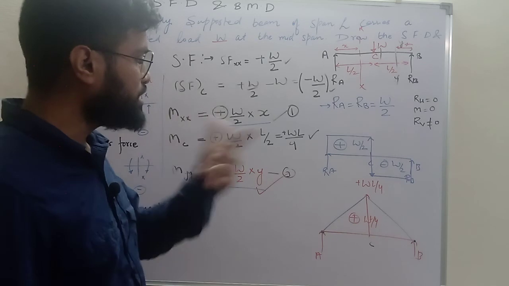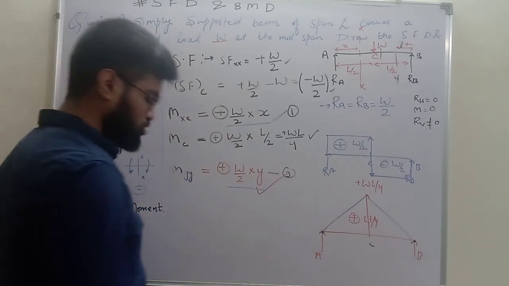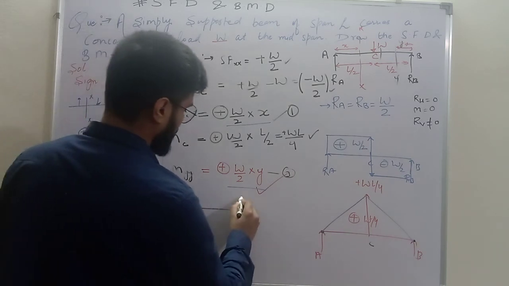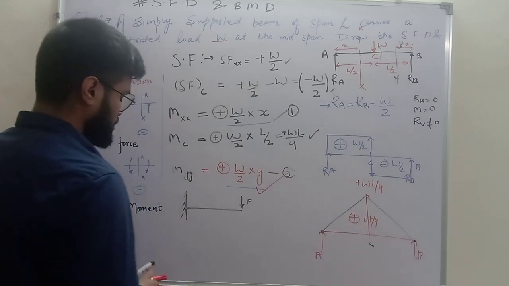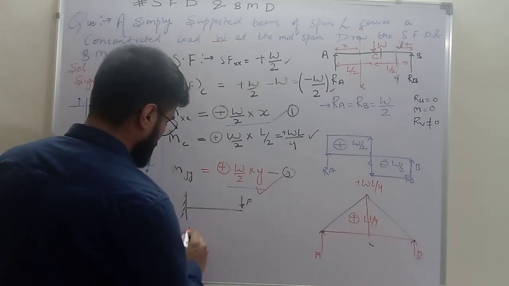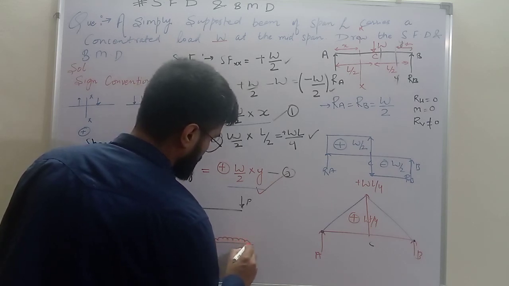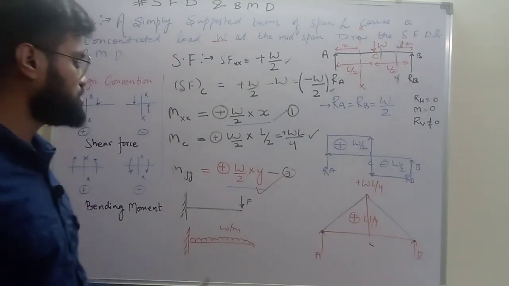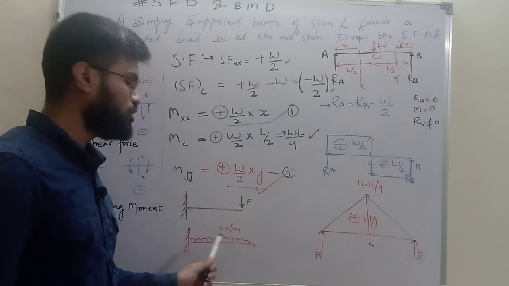Okay, and in the next problem we will discuss shear force diagrams and bending moment diagrams of different problems, like a cantilever beam with a point load acting at the free end, or a cantilever beam with a UDL, a uniformly distributed load of W per meter, and we can have different problems also. So in the next lecture I will try to discuss a cantilever beam having a point load at the free end and a UDL on the beam.